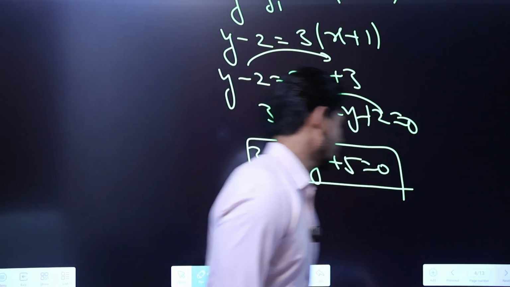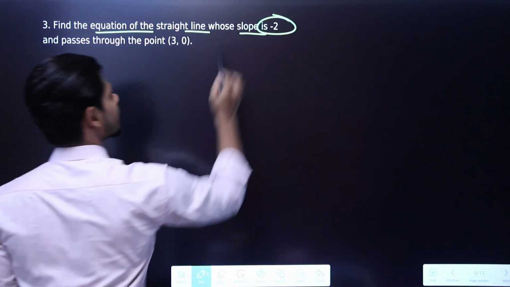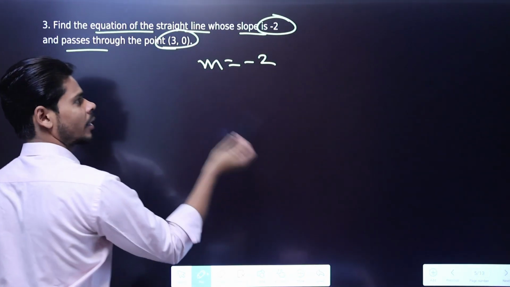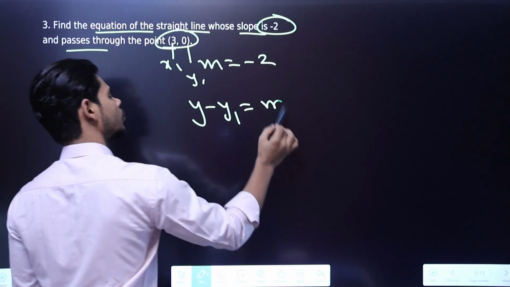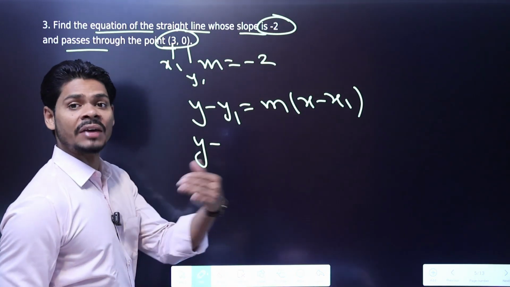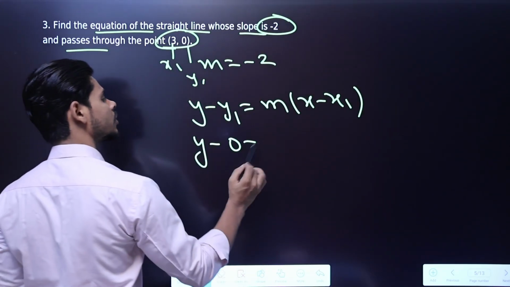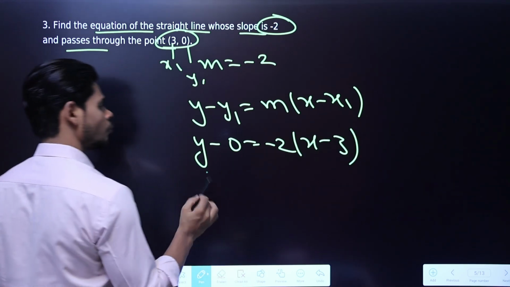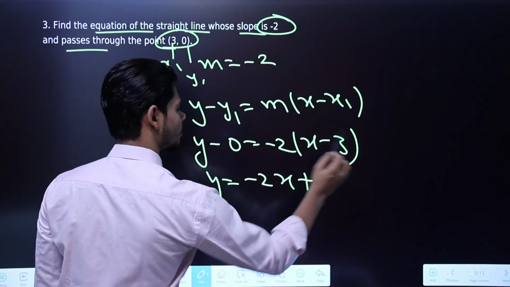Fine. Next is, find the equation of the straight line whose slope is minus 2. It means m is minus 2 and it passes through the point 3 comma 2. Again this is your x1 and this is your y1. So y minus y1 is equal to m bracket x minus x1. I write this again and again in each and every question, as you can see, right? So y minus y1 is 2 is equal to m, m is minus 2, then x minus x1 is 3. So y is equal to minus 2x plus 6, it will become plus 6 if I multiply by minus 2.